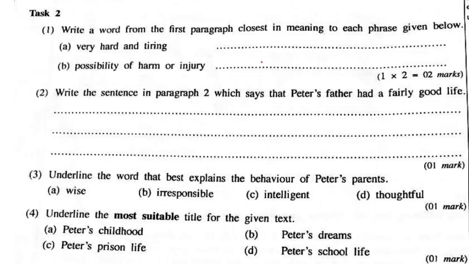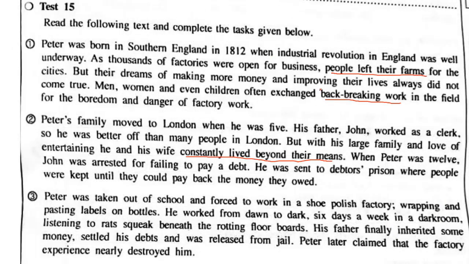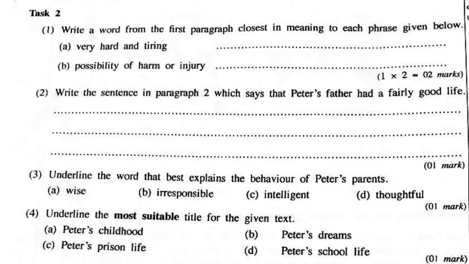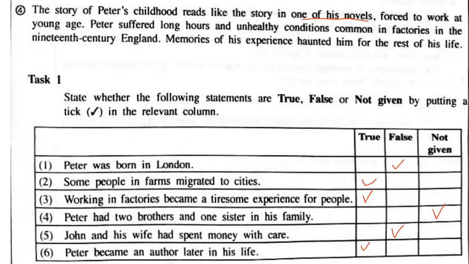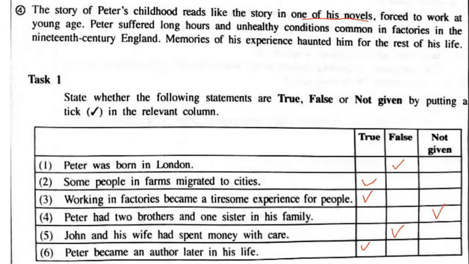Write a word from the first paragraph closest in meaning to each phrase given below. Very hard and tiring. You can see very hard and tiring means back breaking, the word. Okay, back breaking is the word. Possibility of harm or injury. You know about this as well, right? I told you, when you say dangerous, it means possibility of harm or injury. So you can get this as well.